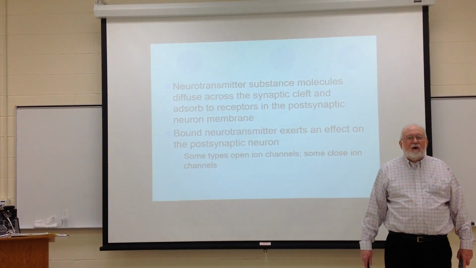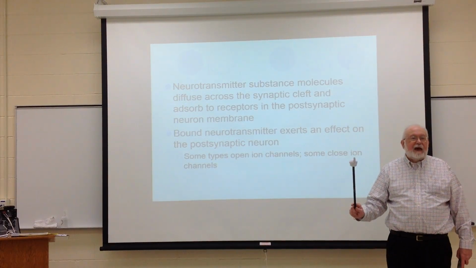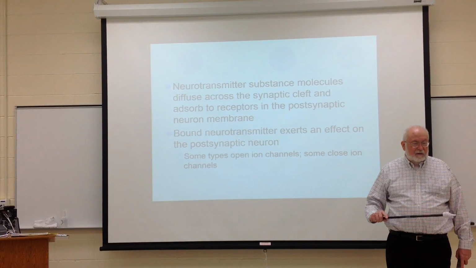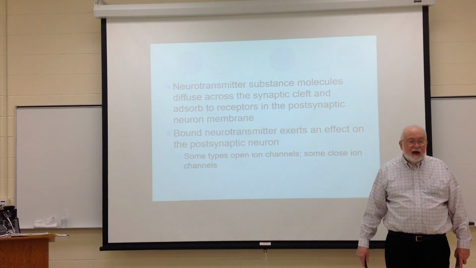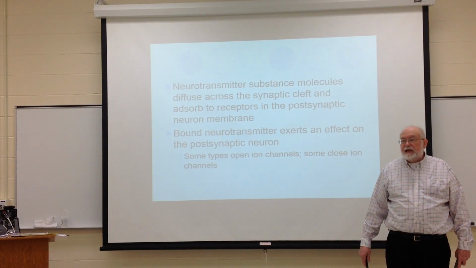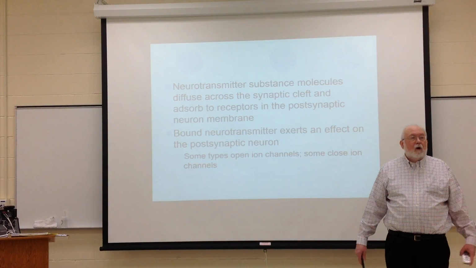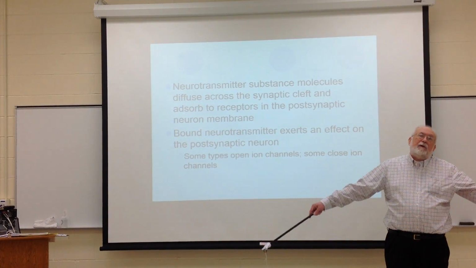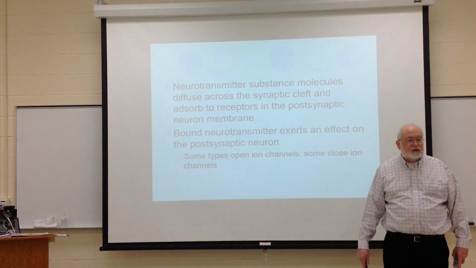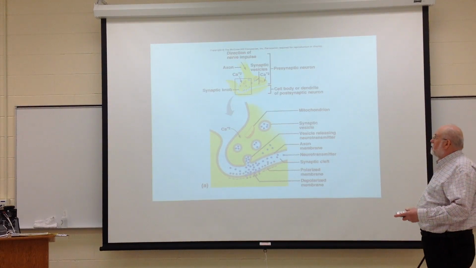The nerve impulse has gone from a presynaptic neuron to the postsynaptic neuron, transferred over chemically by that neurotransmitter substance. What did the neurotransmitter substance do? Open the sodium ion channels and depolarize that part of the membrane and generated an action potential. Now it's just that simple.